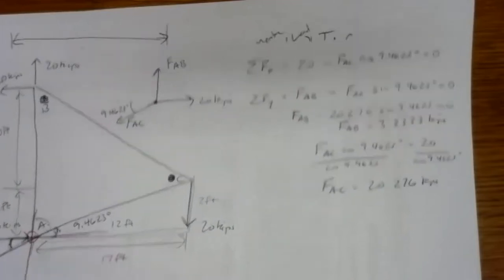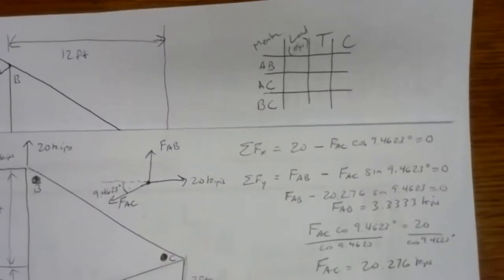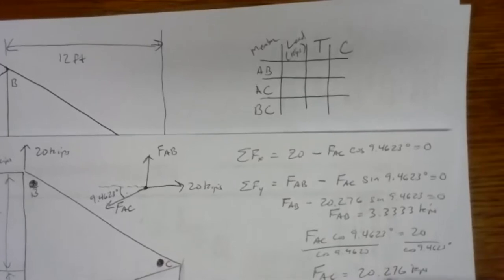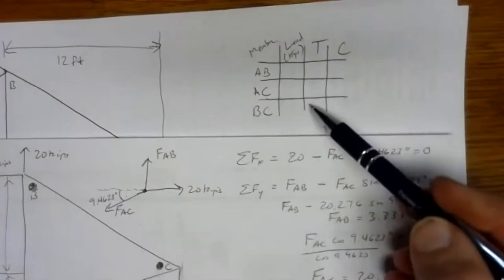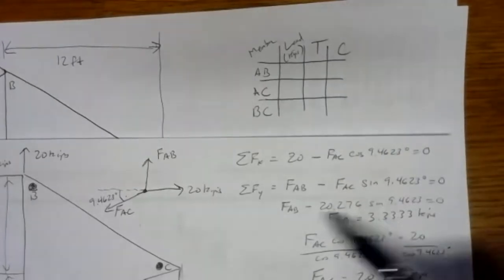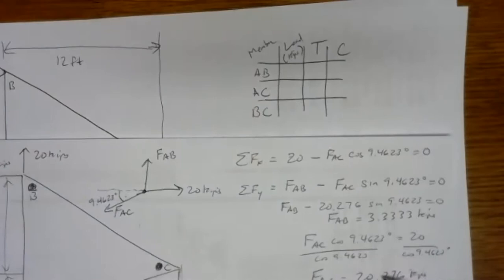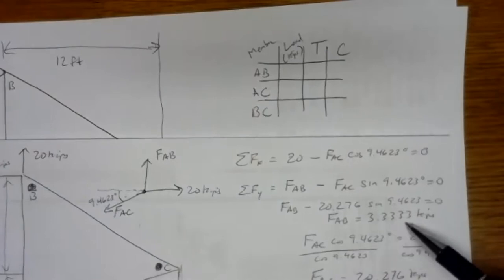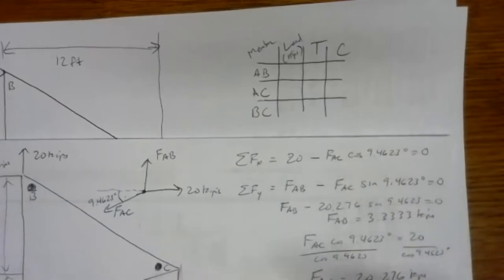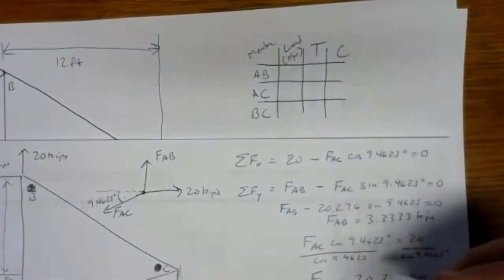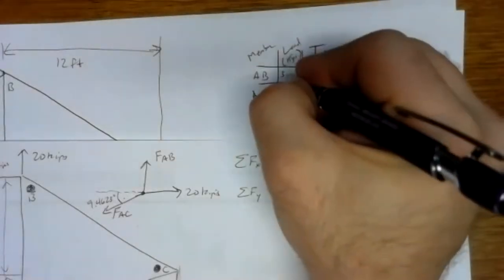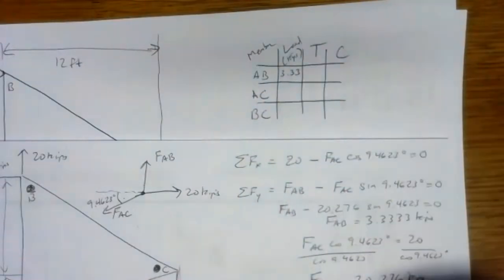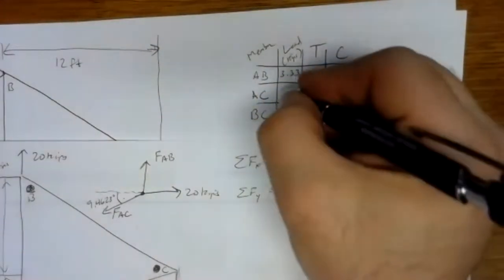So let's see what that means in our table. Let's go and fill that in the table. We've got member AC, and I'm going to round these down to the right number of sig figs for my table. When I do my calculations at joint B, I'm going to use these numbers. I'm going to at least use AB, 3.3333, not rounded down to 3 sig figs. But just for presentation's sake here, I'll put that in there. So AB, 3.33 kips, and AC, 20.3.